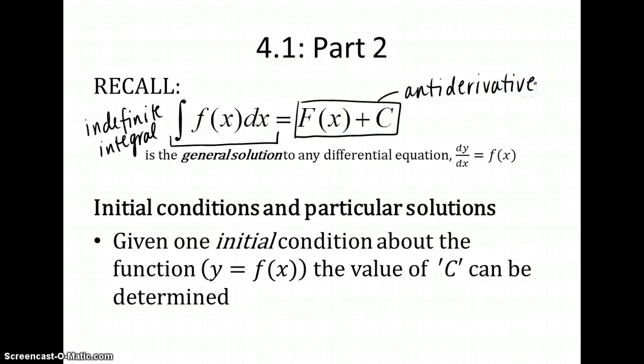And what does the antiderivative represent? The general solution to a differential equation. So starting with the derivative, we can find a function that has the given derivative. So today we'll look at initial conditions and particular solutions. If we're given one piece of information that we refer to as an initial condition about the original function, then we can find the value of c from the general solution.